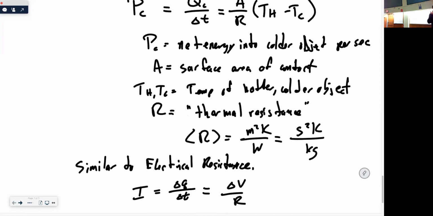So this thermal resistance is set up to be mathematically similar to electrical resistance, and it works similar to an electrical resistance. R is a measure of, just like electrical resistance is a measure of how hard it is for electrons to pass current through, thermal resistance is a measure of how hard it is for thermal energy to pass through a particular system.